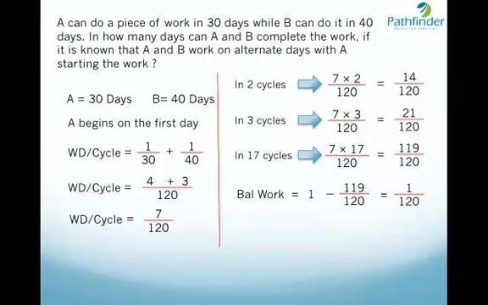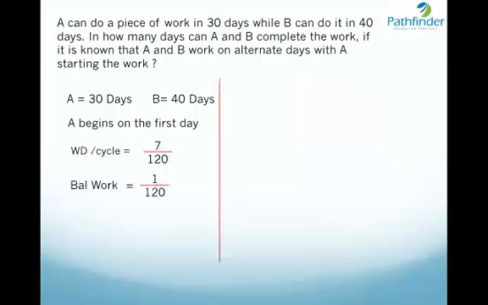1 minus 119 divided by 120, that is equal to 1 upon 120th fraction of the work is left. And obviously, how much work is completed in the entire cycle? 7 by 120. So it is but obvious that the next cycle, the 18th cycle, will not get complete. Therefore, we break counting in cycles here.